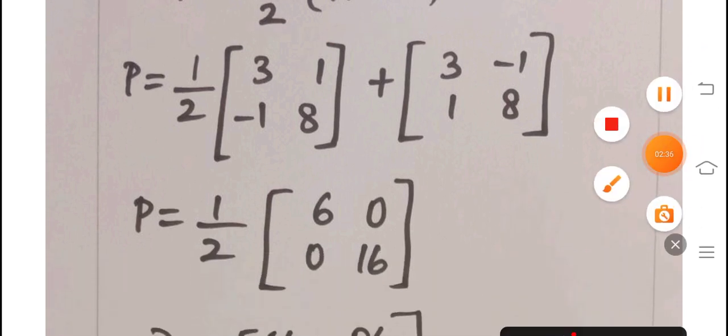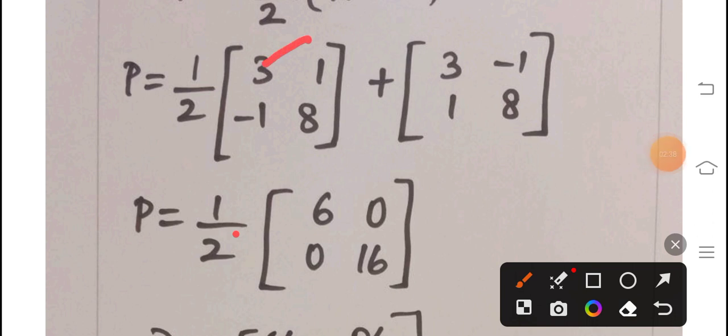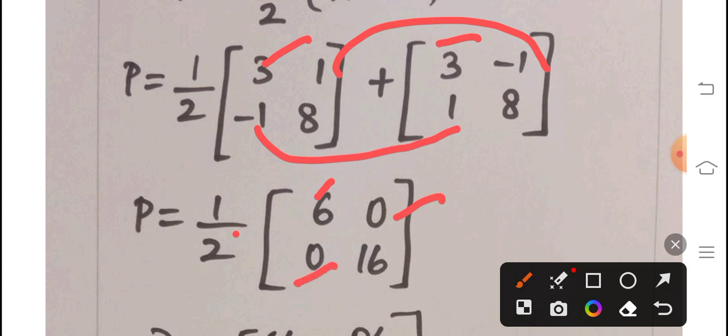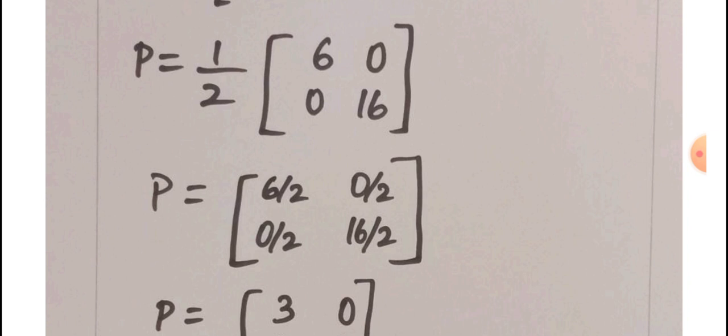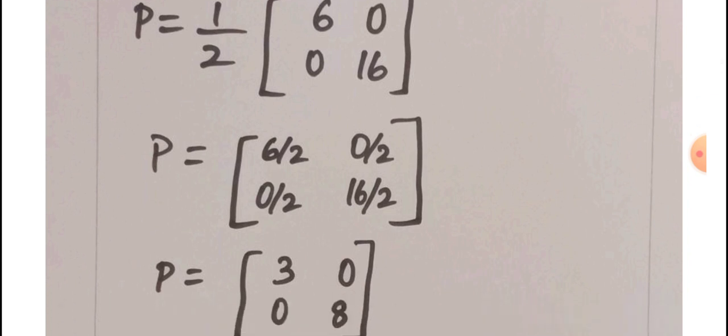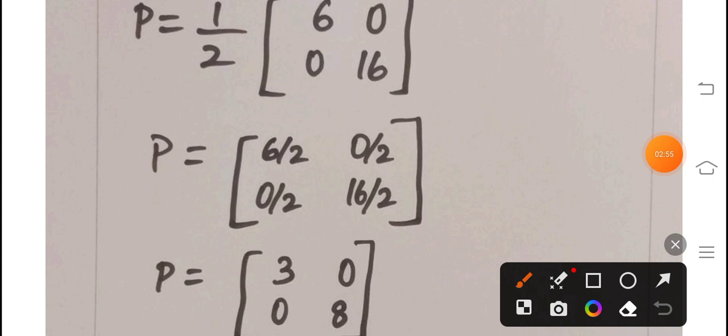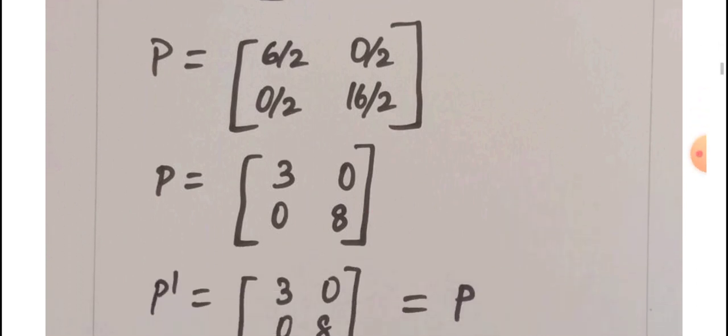Now we are going to add. Half outside: 3 plus 3 is 6, 1 and minus 1 added is 0, minus 1 and plus 1 added is 0, again 8 plus 8 is 16. Since half is there, you divide each with 2. So 6 by 2 is 3, 0 by 2 is 0, again 0 by 2 is 0, 16 by 2 is 8. So ultimately we got P.